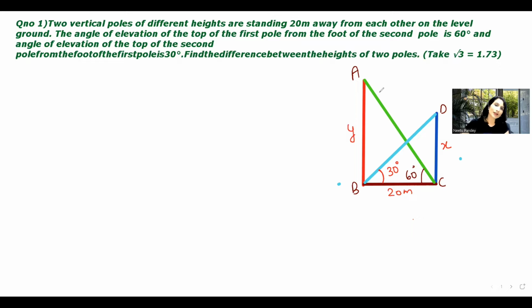First, we can take the triangle ABC. Okay, in triangle ABC, if you see carefully, the angle of elevation always lies above the horizontal line. We have done that in the previous video. So you can start first. After drawing the figure, you have to clearly mention, let AB be the first pole, the pole of height y.